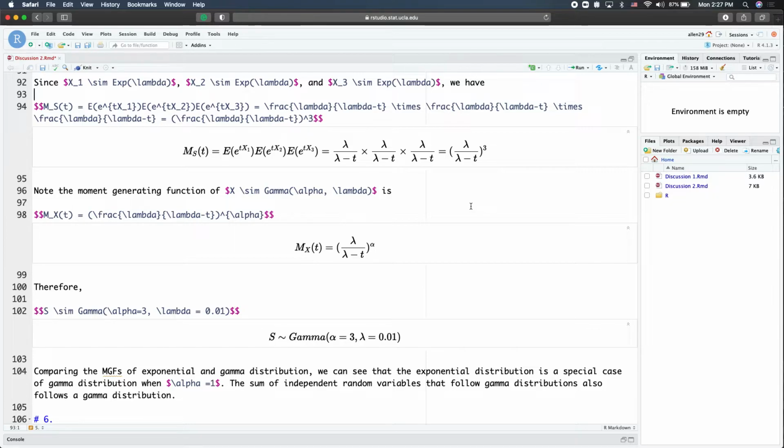So we reduce to that, and we can now recognize that the distribution for random variable S is actually a gamma distribution with alpha 3 and lambda 0.01. So what we did here is that the individual components follow an exponential distribution, but the sum of them actually follows a gamma distribution. And we also know what the parameters are when we match the two distributions.